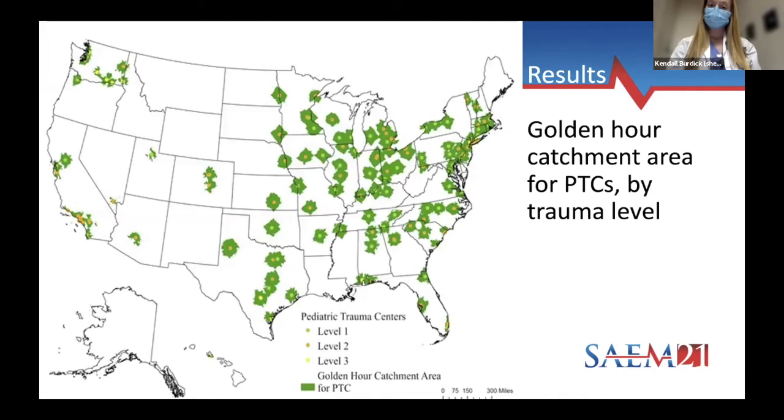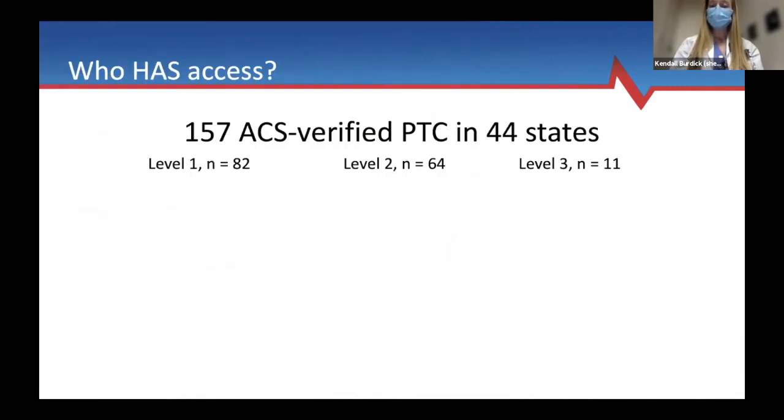So this is what we found. What you're looking at here is a map of the United States, and you see the golden hour coverage areas for every pediatric trauma center. We see pretty good coverage in the Midwest and East Coast, and then we see sparse coverage in the West, as well as in Alaska and Hawaii. So who has access? It's a good place to start. We had 157 ACS verified pediatric trauma centers in 44 states, and you can see them listed by level below.